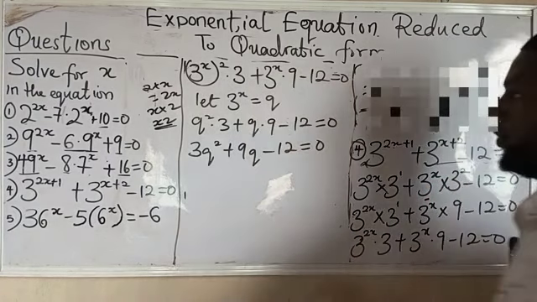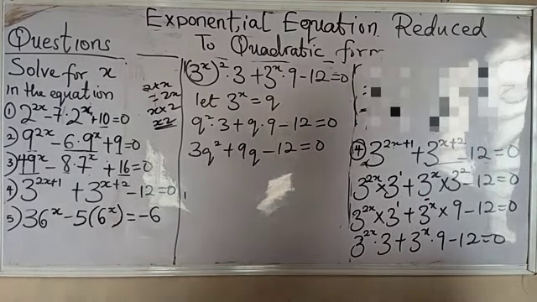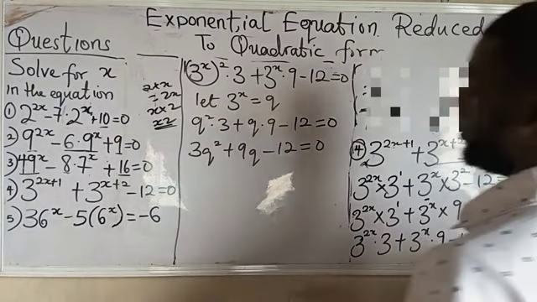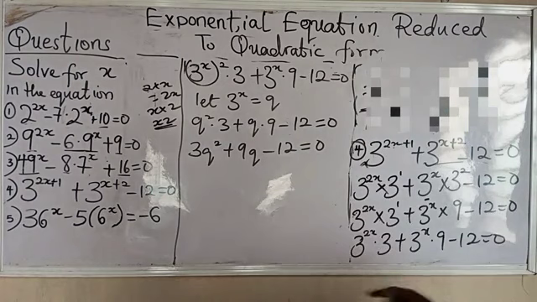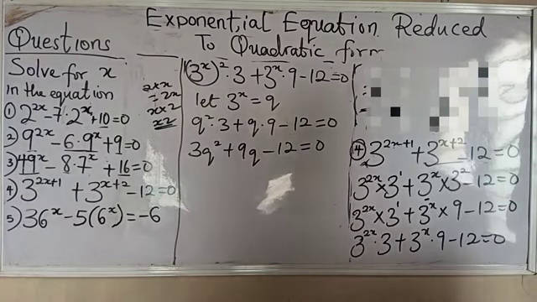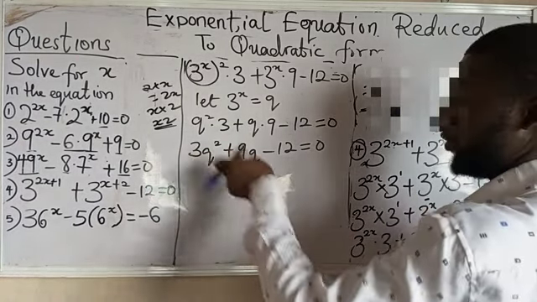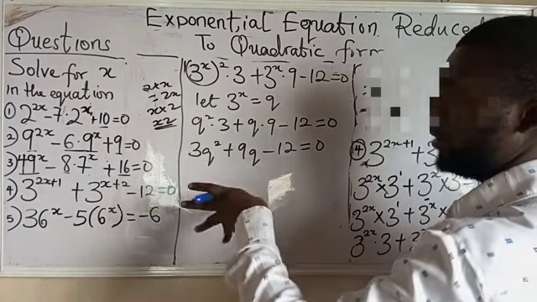So this turns into a quadratic equation. Now, this is quite different from the ones we've done so far. This one has 3q squared, unlike the ones we've been treating before.